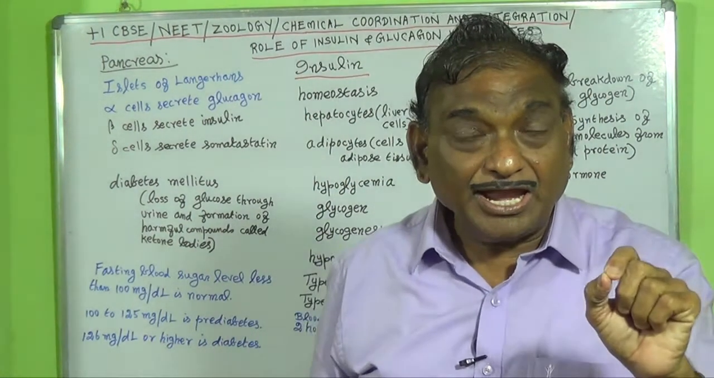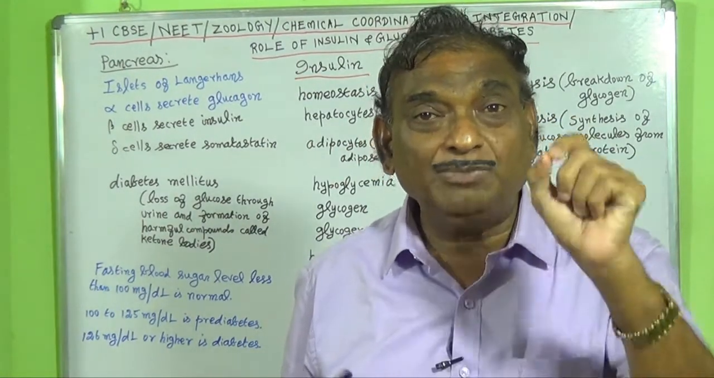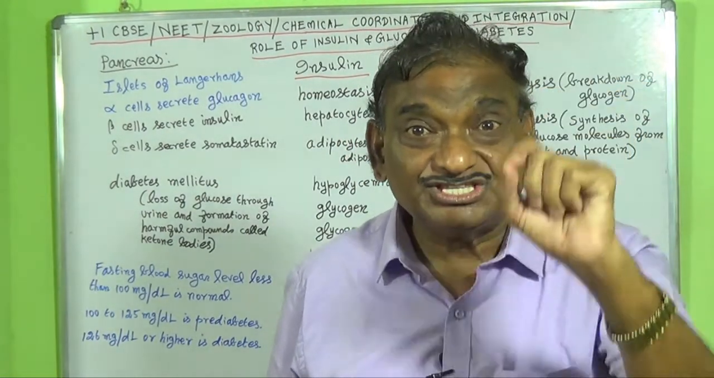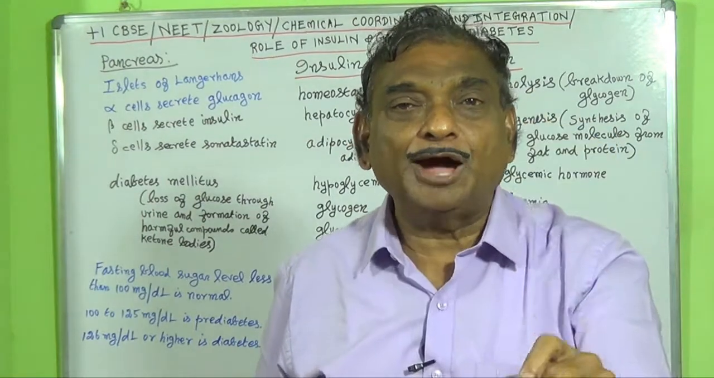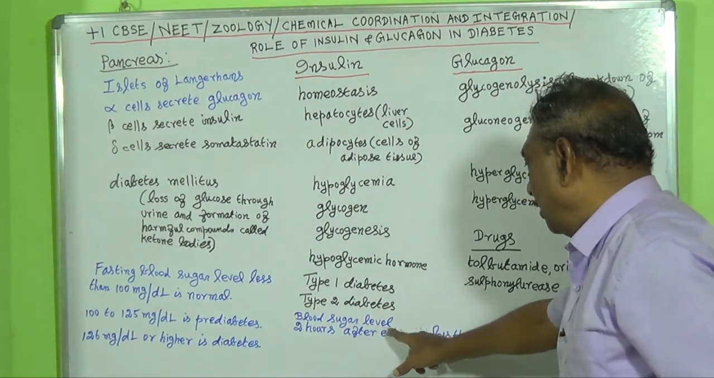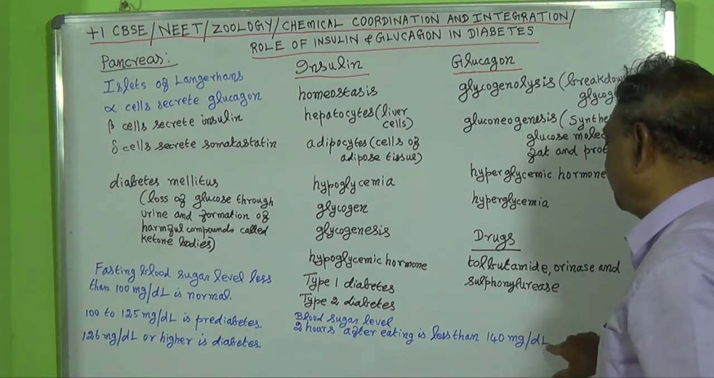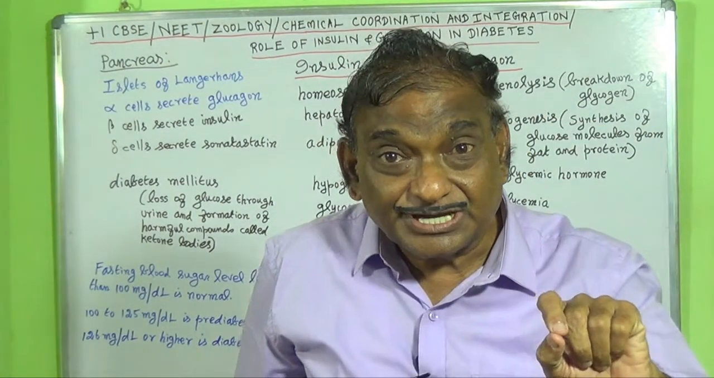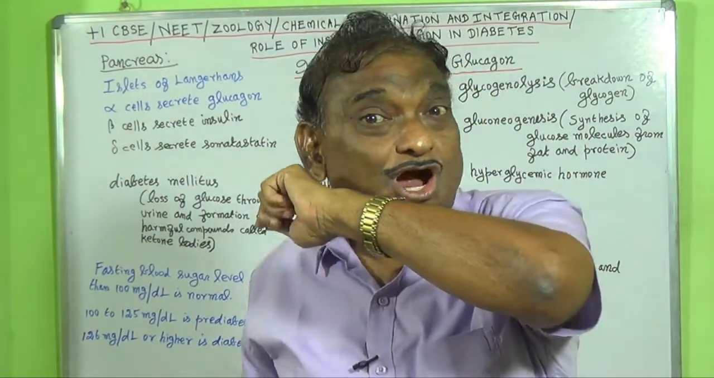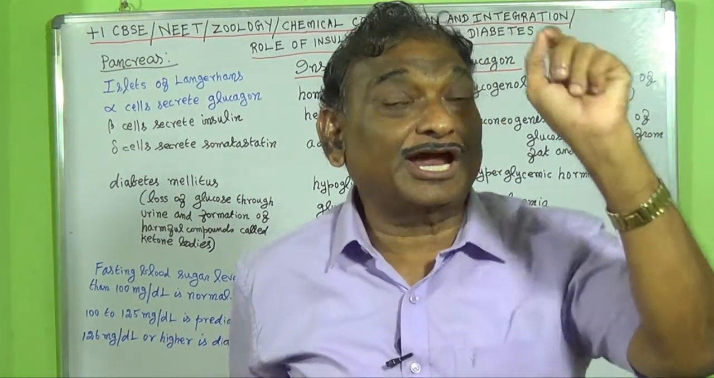Then what is the normal glucose level? The normal blood sugar level 2 hours after eating is less than 140 milligram per deciliter. Can the diabetes be kept under control? Yes. Even though it is not cured throughout our lifetime, it can be kept under control.